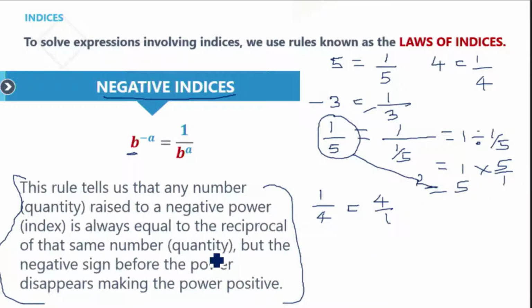Okay, so now this rule tells us that if a number b is raised to a negative power a, it is the same thing as the reciprocal of the number, still raised to the same power, but the negative sign disappears. So you can see that there's no negative sign before a here. So we're going to take an example to illustrate this.